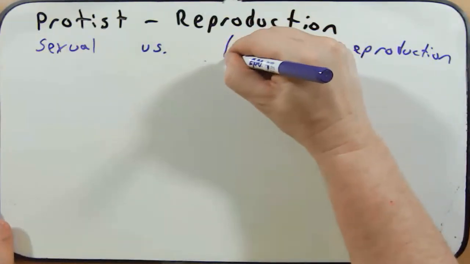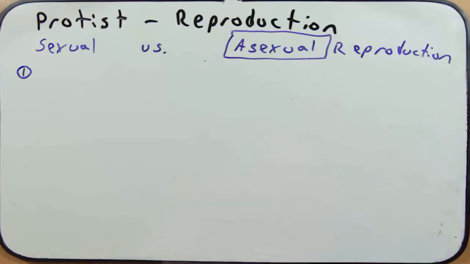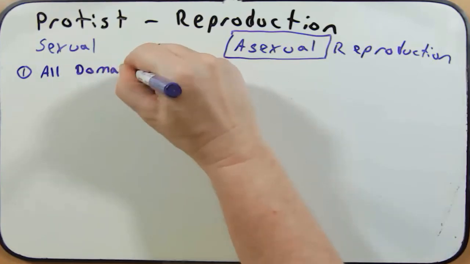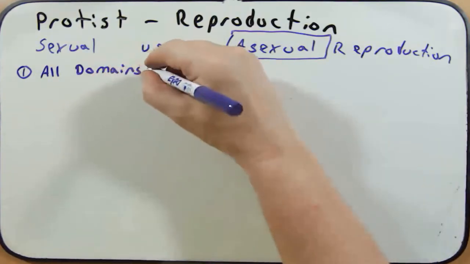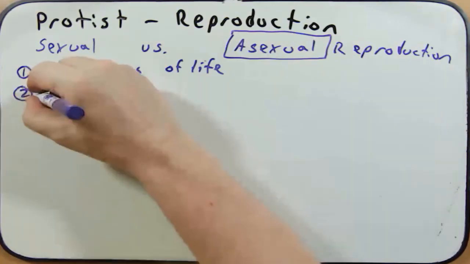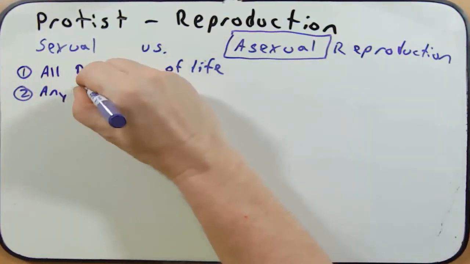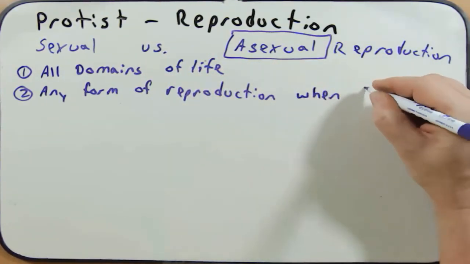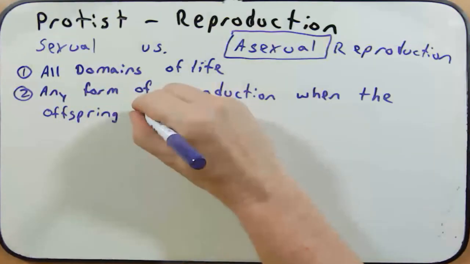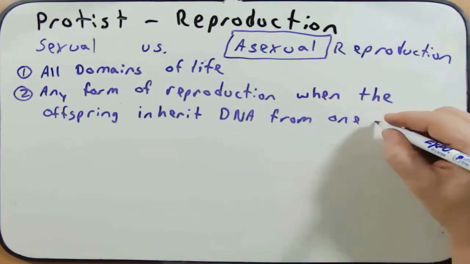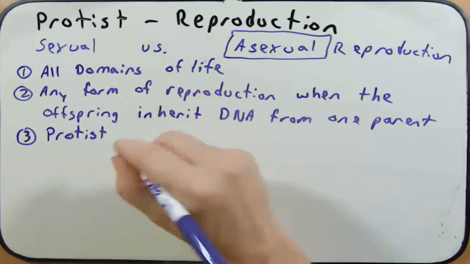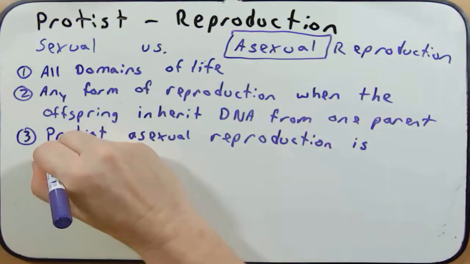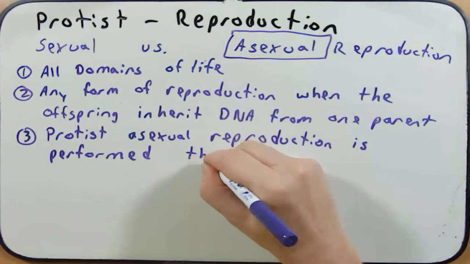All right, now let's talk about asexual reproduction. We see asexual reproduction in all domains of life. There are some differences, but essentially asexual reproduction can be seen in all domains of life. So this is any form of reproduction when the offspring inherit DNA from one parent. In protists and other eukaryotes, asexual reproduction is performed through mitosis.